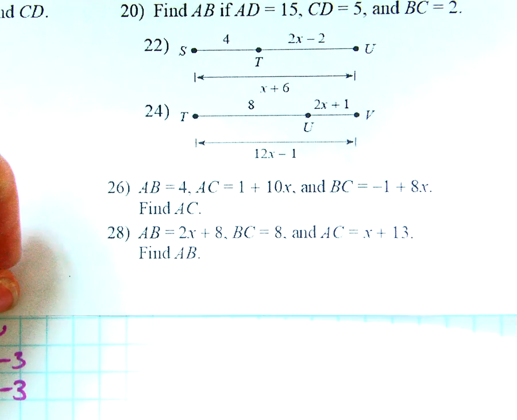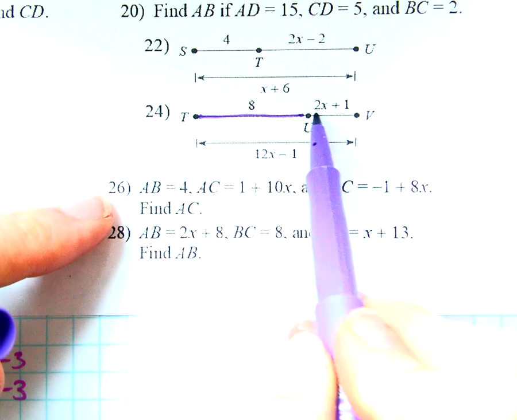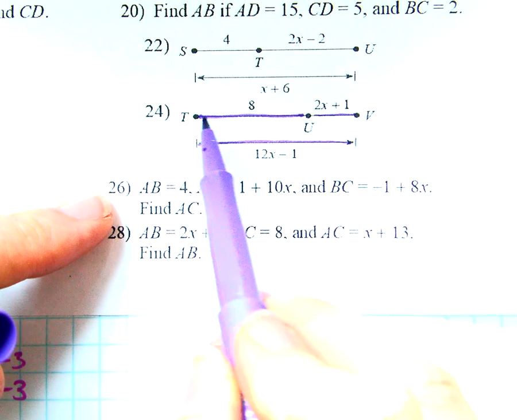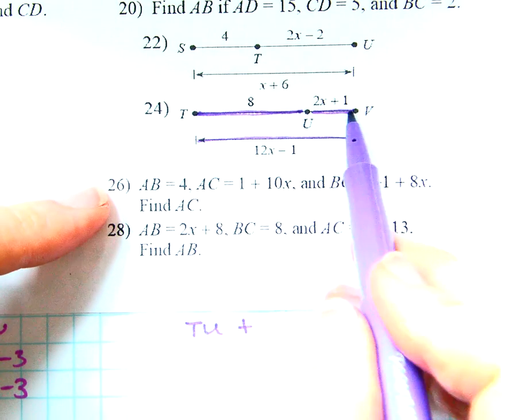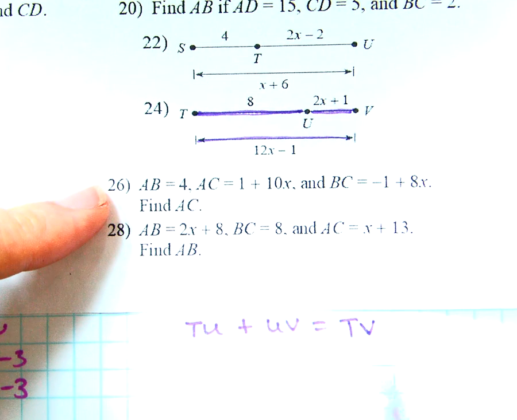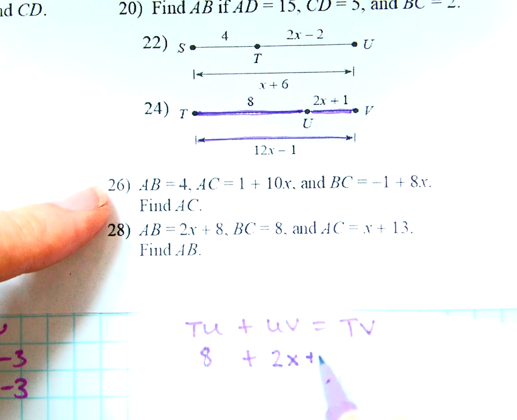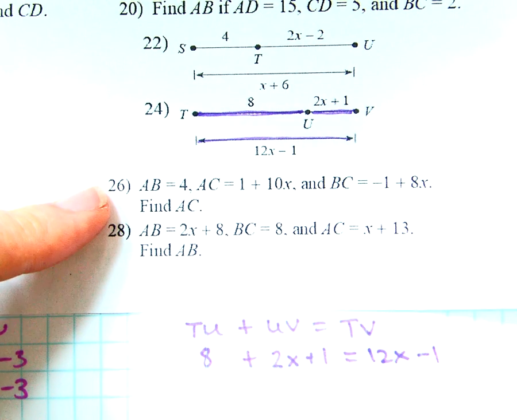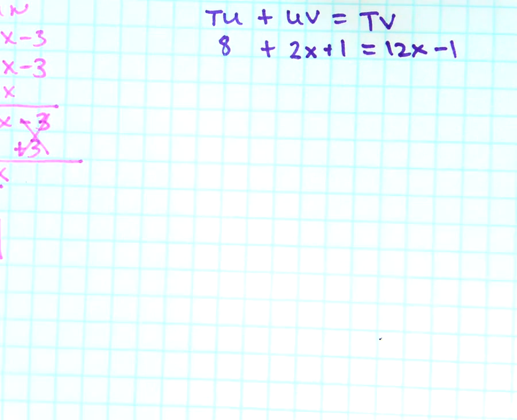Okay, so for 24, I'm going to say small plus small equals entire piece. So TU plus UV is going to be equal to TV, the entire thing. And TU is 8, and UV is 2x plus 1, and TV is 12x minus 1. Right. So once I have it set up, then I just want to solve the little equation.